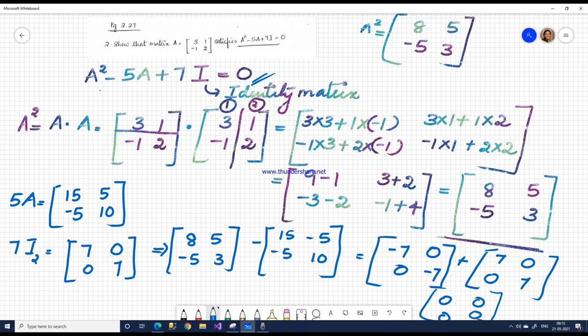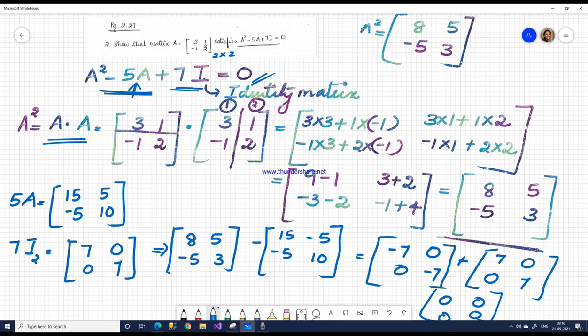So whenever this question comes, you need to find the A square. A square is similar to A into A. Once you have found A square, the next term is a scalar multiple, so you need to multiply the 5 with all the elements of matrix A. Now, this 7I, whenever there is an I, it means it is an identity matrix, and make sure what the order of the matrix is. Since it is a 2 by 2 matrix, the identity is of order 2.